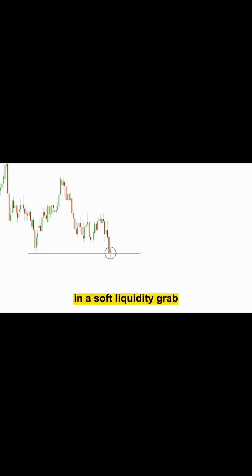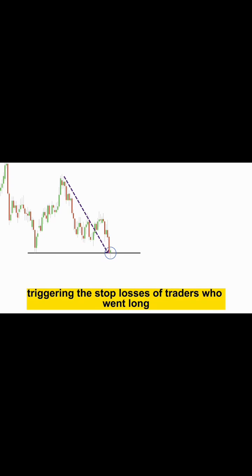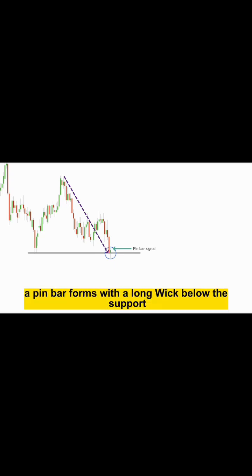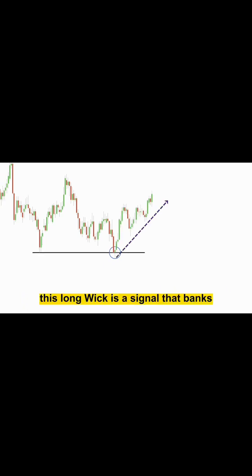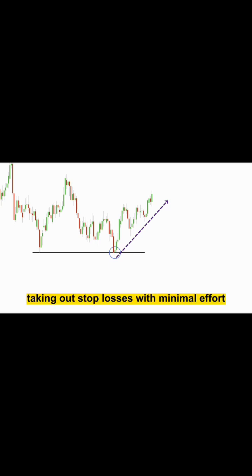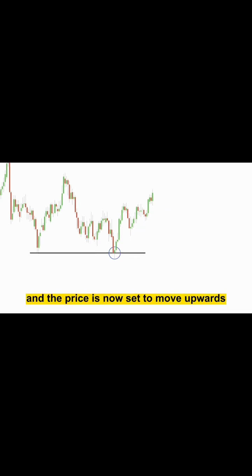In a soft liquidity grab, the market briefly breaks below support, triggering the stop losses of traders who went long. Then, it quickly moves back above support. As you can see in this example, a pin bar forms with a long wick below the support. This long wick is a signal that banks or institutions executed a soft liquidity grab, taking out stop losses with minimal effort, and the price is now set to move upwards.